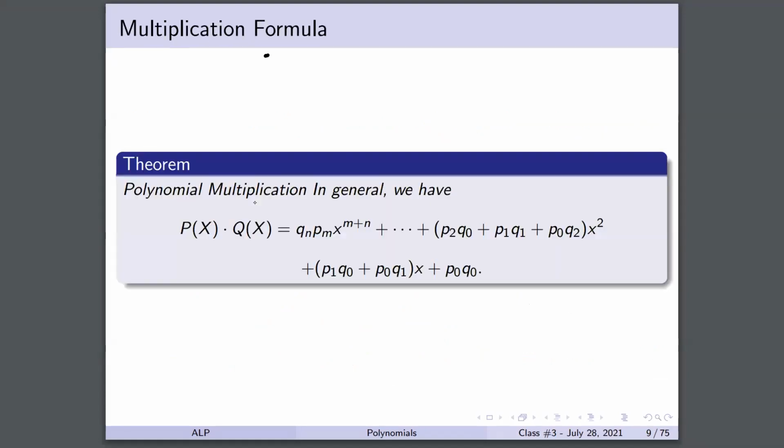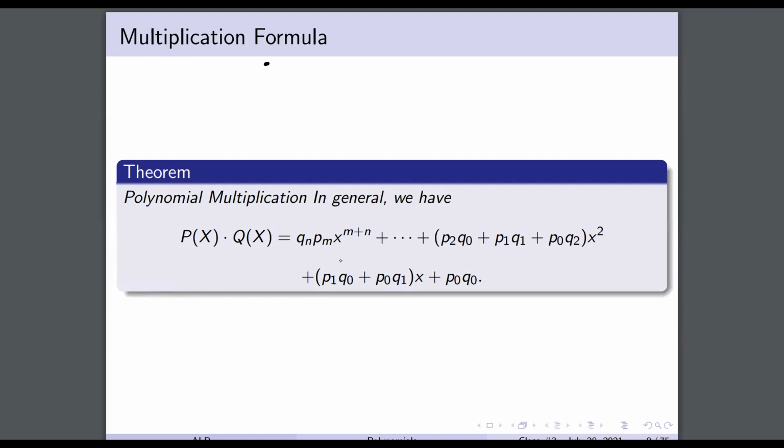All right. Now we have a polynomial multiplication theorem. In general, if we have two polynomials, p of x and q of x, the product has terms such as p_n q_n x to the power of 2n, and so on, then p2 q0 plus p1 q1 plus p0 q2 times x squared, plus p1 q0 plus p0 q1 times x, plus p0 q0. Basically this is just multiplying these two polynomials and adding like terms.